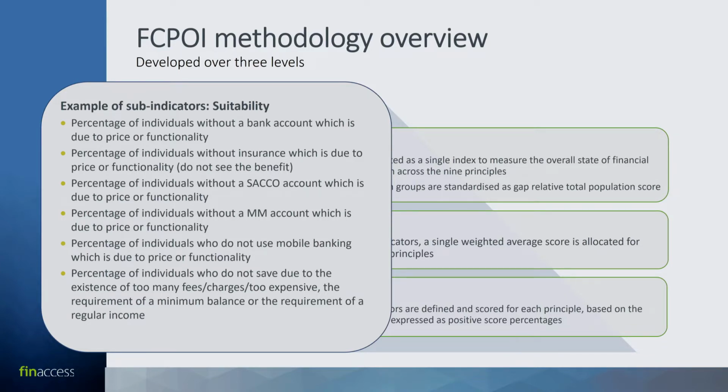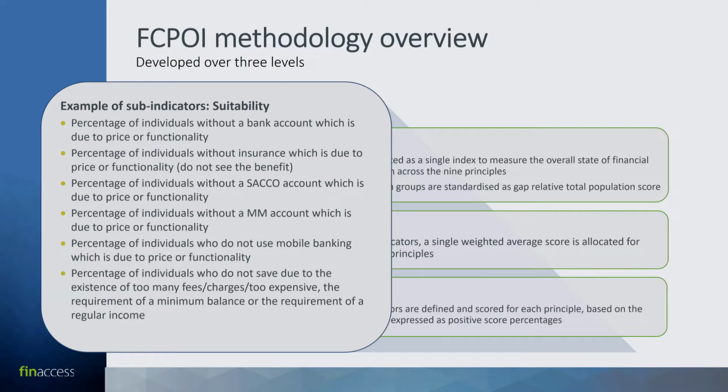So under suitability, we would look at whether people say, oh, I don't use it because the price or the functionality doesn't work for me, so it means that the features aren't really in line, or there were too many charges, it was too expensive, or minimum balance, or the requirement for a regular income. So it just means that the features are not in line with my needs.